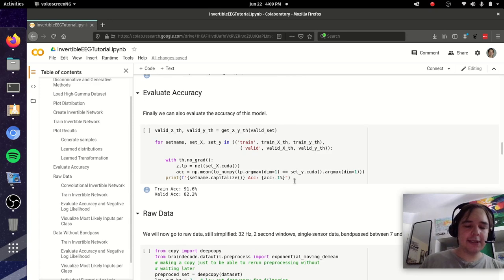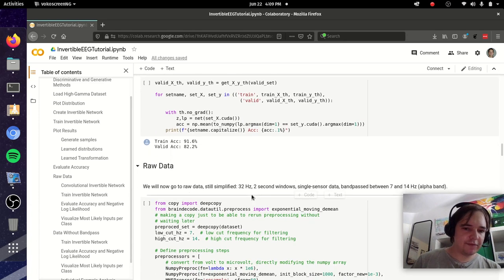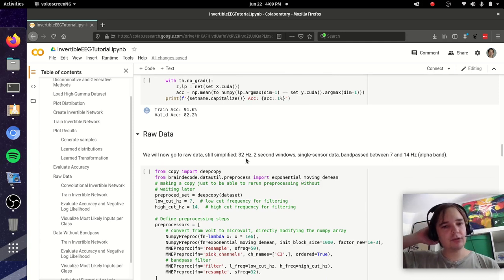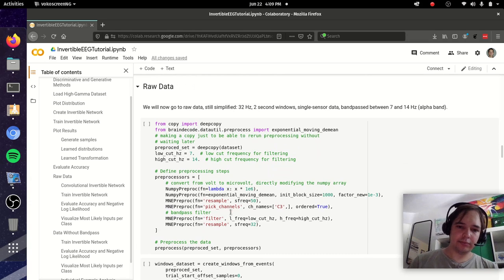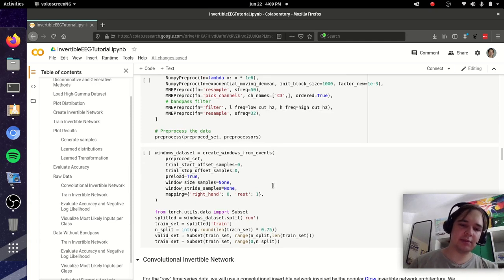Okay, so that was interesting, but now we will go to the raw data, the time series data. It will still be a bit simplified, just 32 Hertz, 2-second windows. We'll only use C3 now, a single electrode, and we will still stay in the alpha band. But basically the aim will now be to see if we can still understand a little bit what the differences between the classes are that this network has learned. So now the pre-processing stays roughly the same, except we only take one electrode, just to have some quick examples in this tutorial.